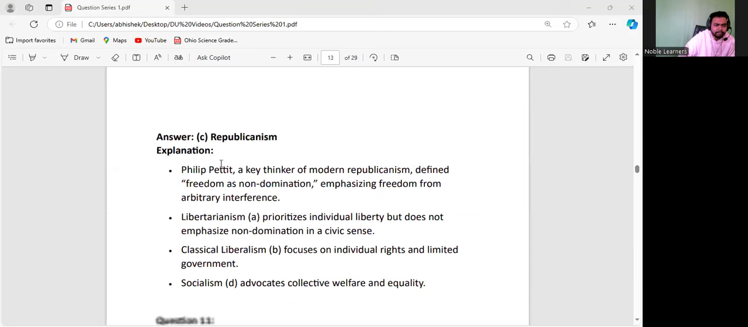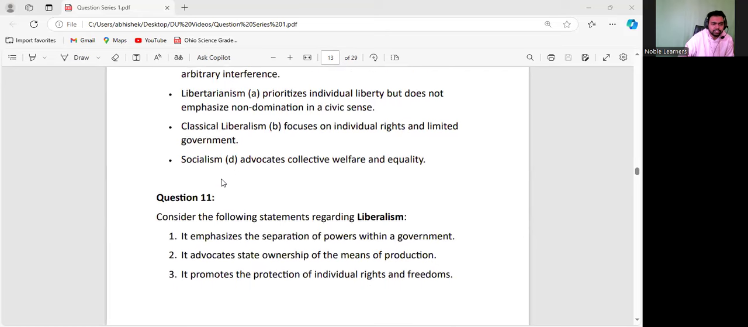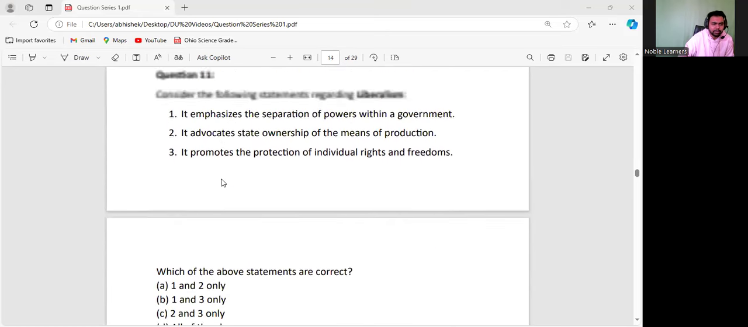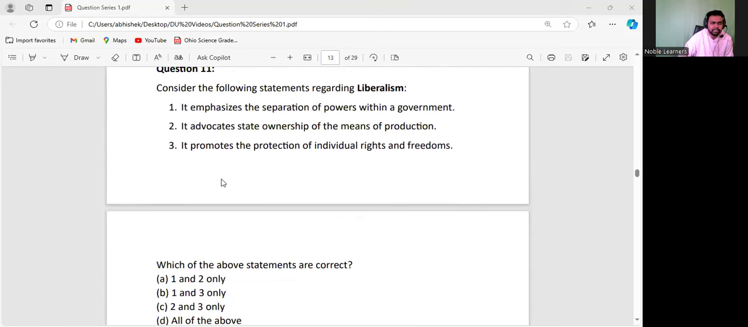Okay. Now let us go to the next question. Oh my God, again, these questions are like that. Okay, it's all right. Let us understand. About liberalism, I already have explained about liberalism. It emphasizes the separation of power. The separation of power is the division of power among the organs of government, that is legislature, executive, and judiciary. Okay. It advocates for the state ownership of the means of production. No, not at all.